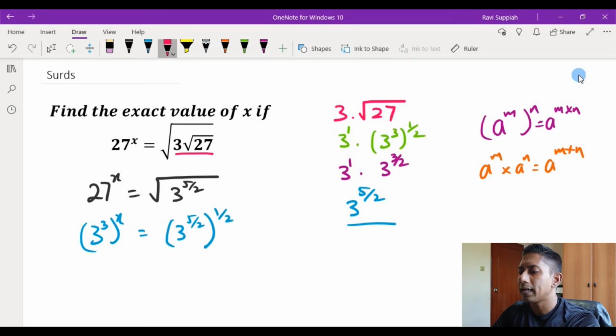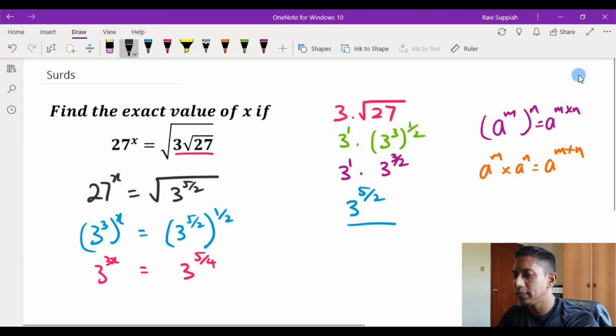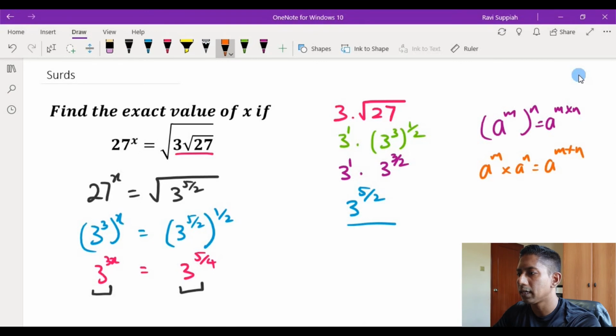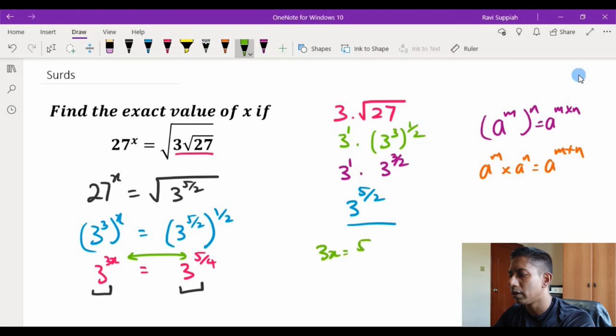Now applying the indices rules again, we have 3 to the power of 3x equals 3 to the power of 5 over 4. And now what do you see? We see that both the bases are the same, which automatically implies that both the powers are the same. So what you have is 3x equals 5 over 4, and bringing the 3 over, what you will get is x equals 5 over 12.